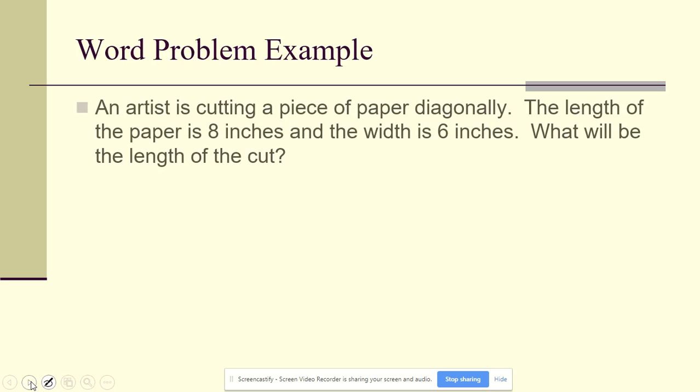Here's a word problem example for you to try. Read it and pause the video at this point to give yourself a chance to try it on your own. So an artist is cutting a piece of paper diagonally, the length of which is 8 inches and the width is 6 inches. What will the length of the cut be?